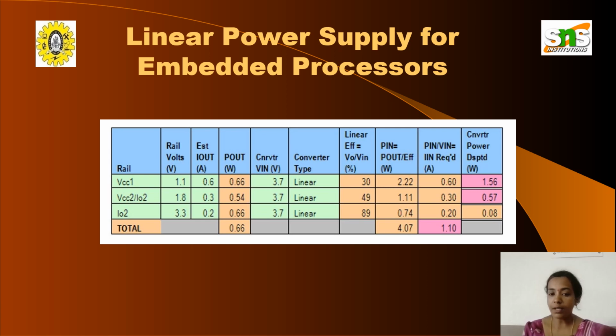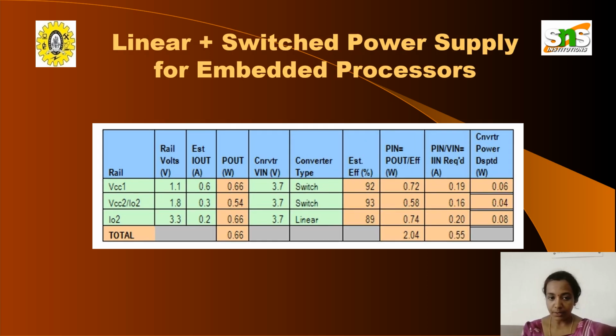The converter can be a linear converter. To determine the efficiency of a power supply, P output divided by P input is the formula. But if we want to determine the efficiency of the voltage, then V output divided by V input is the formula. The converter is required, and they have calculated this.